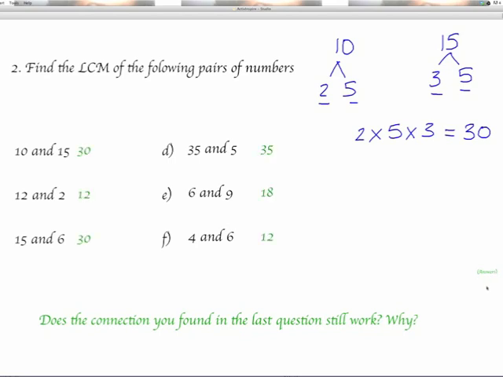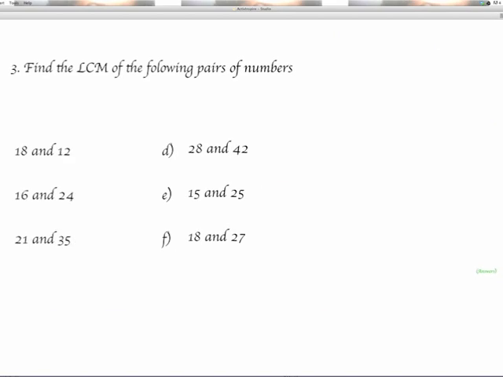Okay, so here are the answers: 30, 12, 30, 35, 18 and 12. Okay, and just have a think, does the connection you found in the last question still work, and why? Okay, so in the last question we could just multiply the two numbers together and it gave us our lowest common multiple. This time that does not work. Okay, we've got bigger numbers, so there's more chance of us having a lower common multiple, which is not just multiplying our numbers together.